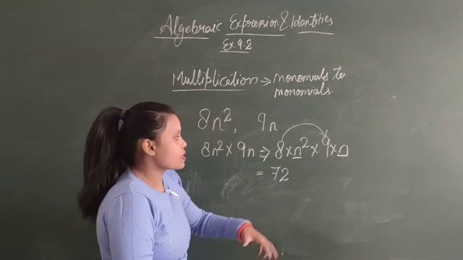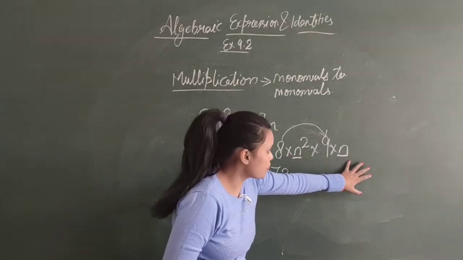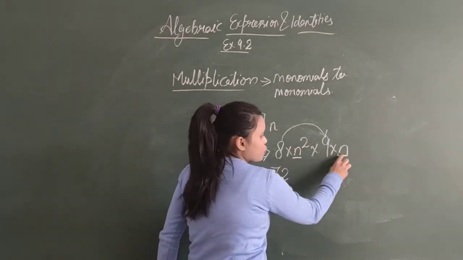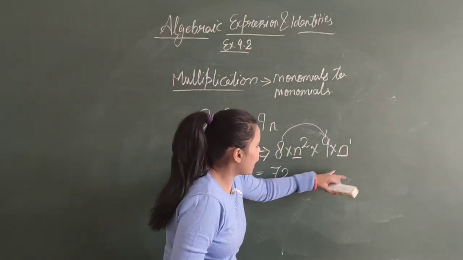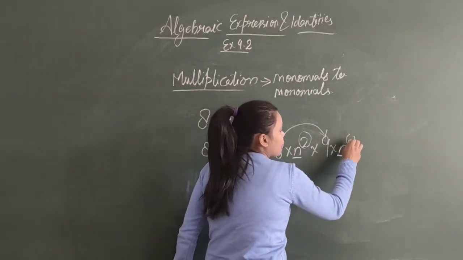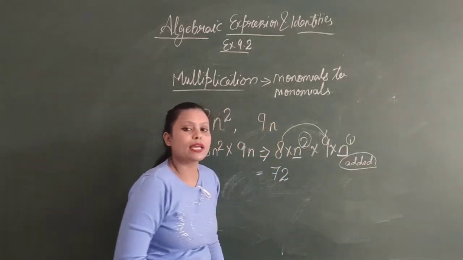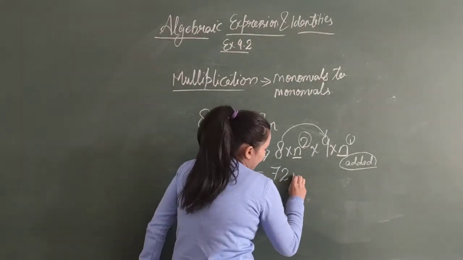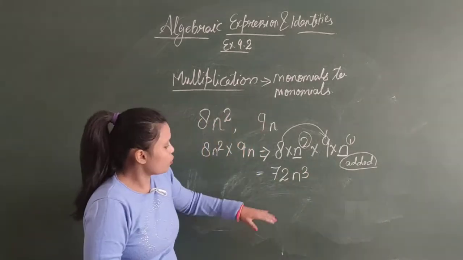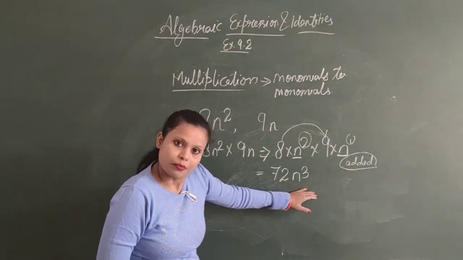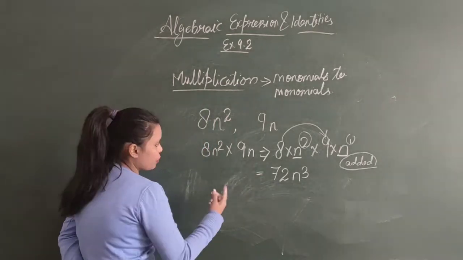Now n square multiply n. Whenever we are given some degree and the same terms are being multiplied, this is n, this is also n, and the power of this n is 1. On multiplying, the power gets added, right? The power will get added. So n, 2 plus 1, 3. So it will give you 72n cube. Alright? Okay.